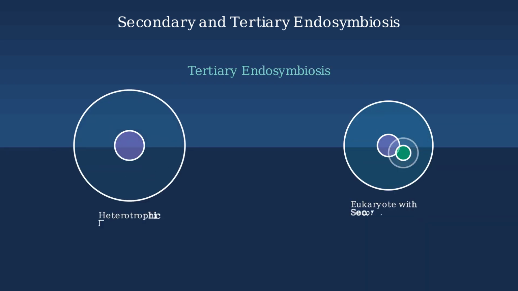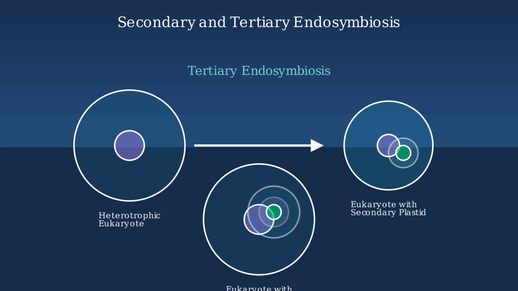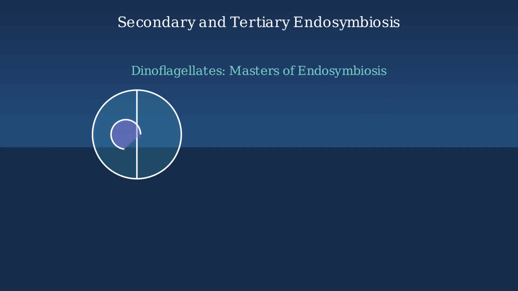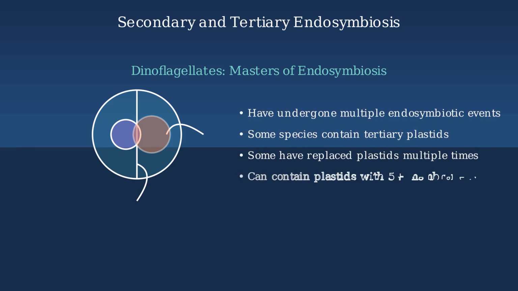The complexity doesn't end with secondary endosymbiosis. Some organisms underwent a third level of engulfment, called tertiary endosymbiosis. In tertiary endosymbiosis, a eukaryote engulfs another eukaryote that already contains a secondary plastid, adding yet another layer of complexity. Dinoflagellates are perhaps the most remarkable example of complex endosymbiosis. Some species have undergone multiple rounds of endosymbiotic events, resulting in incredibly complex plastids with 5 or more membrane layers.